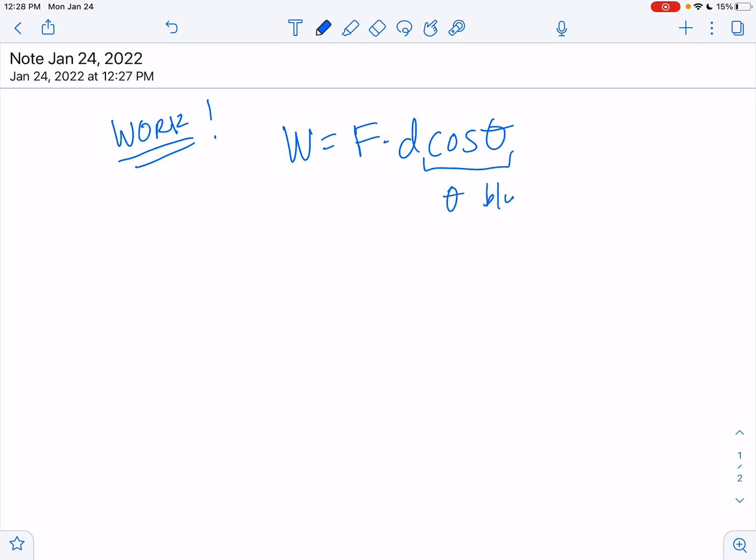Okay, so here is something you guys need to see about work. Remember the equation we kind of gave like this, okay? But this theta is between the force and the distance, right? So the only way I would really do that is, say if you have a force coming in like this and a distance like this, right? And then say that's 30 or something.